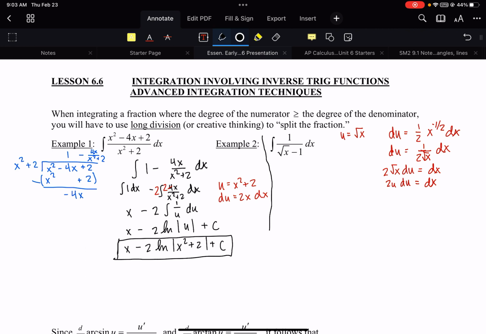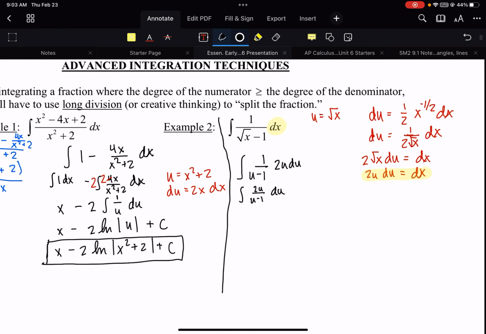into u's. So we have the integral. The fraction will be easy. It's just going to be 1 over u minus 1. And then we have this dx piece. And we just said that dx equals 2u du. So instead of dx, I have 2u du. So essentially what I have is the integral of 2u over u minus 1 du.